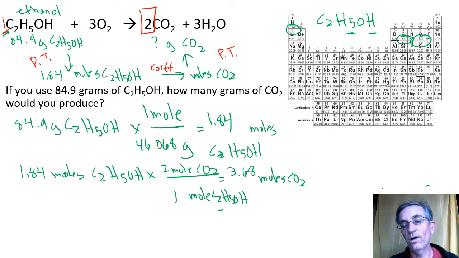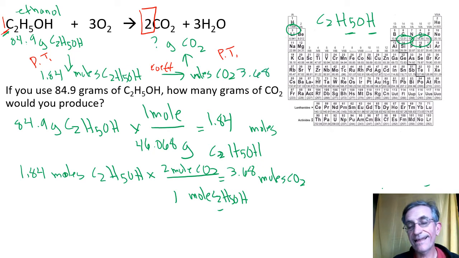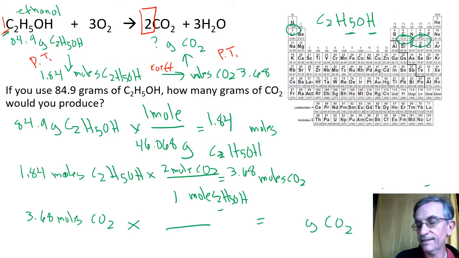All right, one more step to go. We now know how many moles we're going to make. Oh, I miswrote it. Give me a second. We're going to make 3.68 moles. So now let's see how many grams that is. Moles back to grams. It's periodic table time again. So we have 3.68 moles of carbon dioxide. Help me figure out how many grams that is of carbon dioxide.